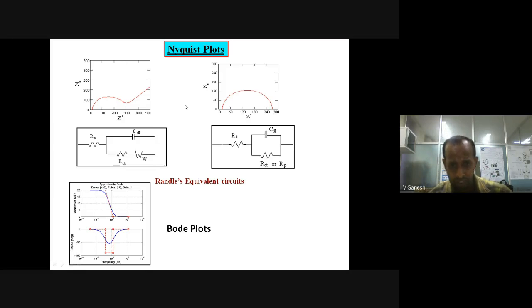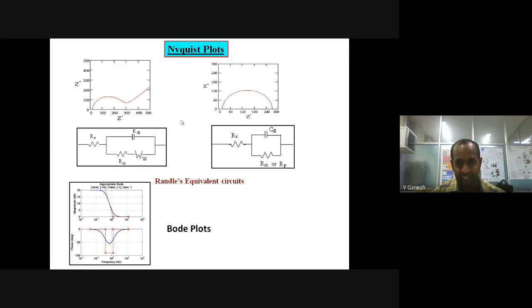The Nyquist plot is a plot between Z real and Z imaginary. And for the Bode plot, again, we have two different categories. One is a Bode frequency plot, where the total impedance is plotted against the log of frequency. And in the other kind of Bode plot, the phase angle change is plotted against the log of frequency. So these are the typical outputs in impedance spectroscopy.